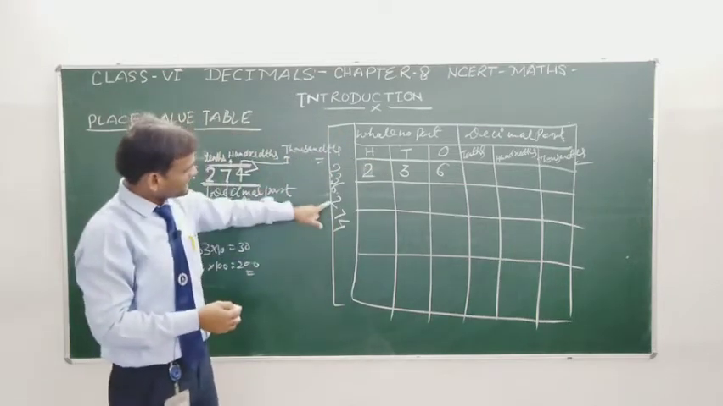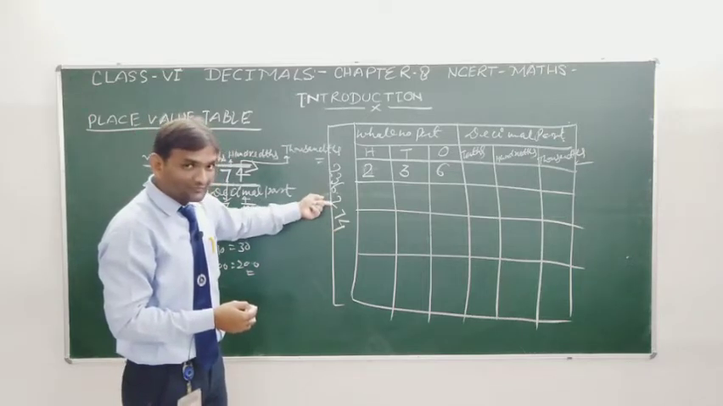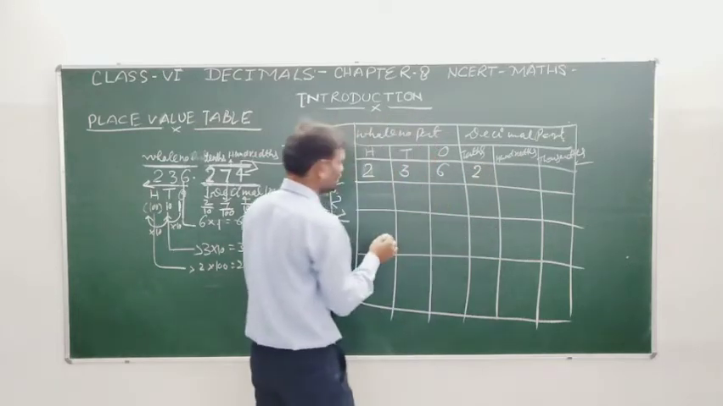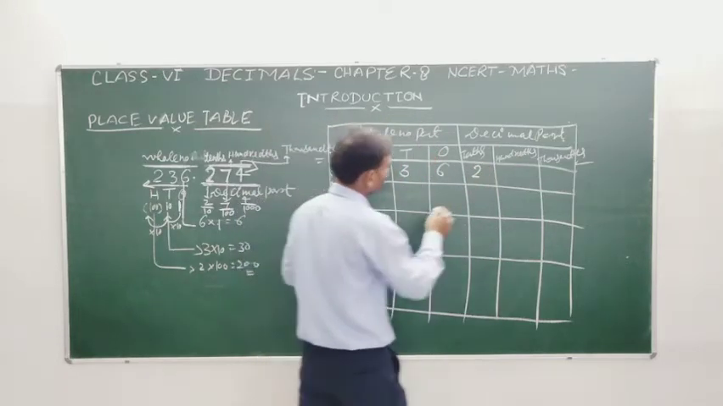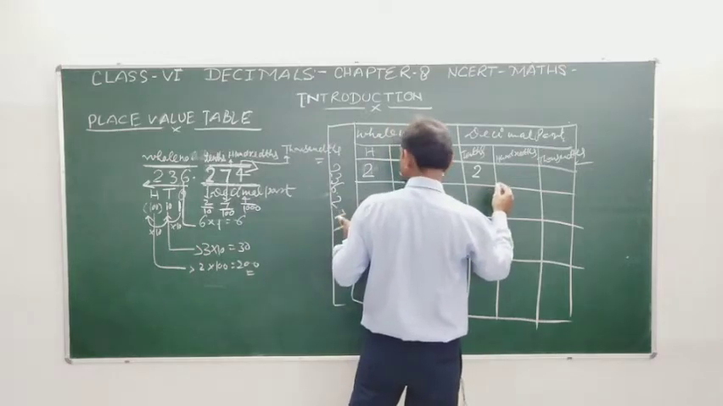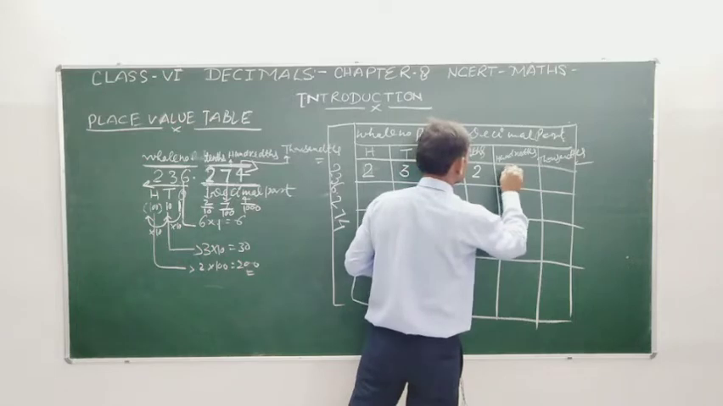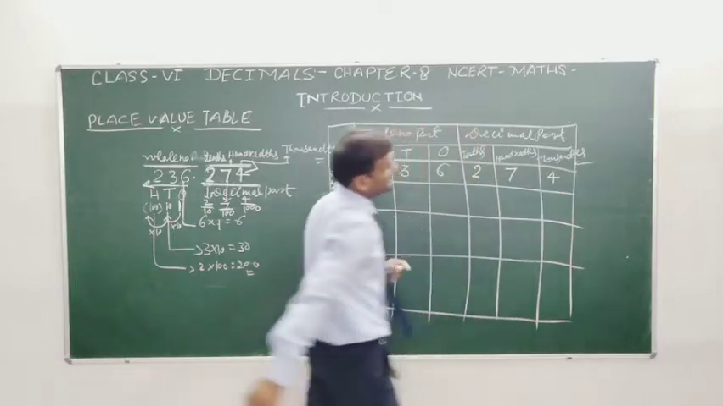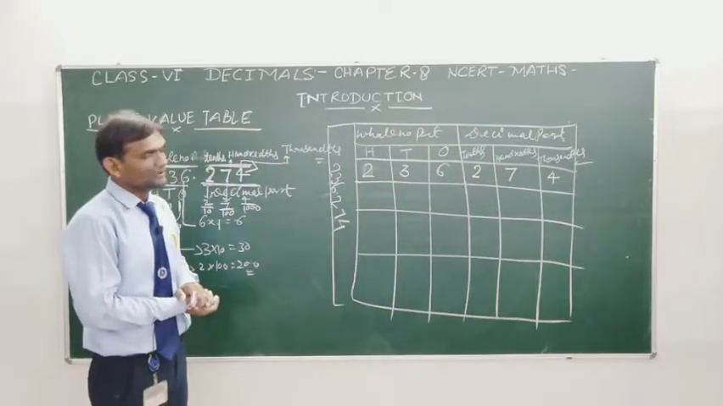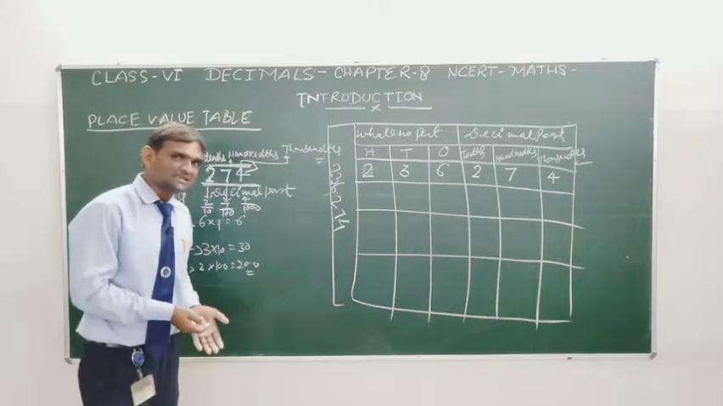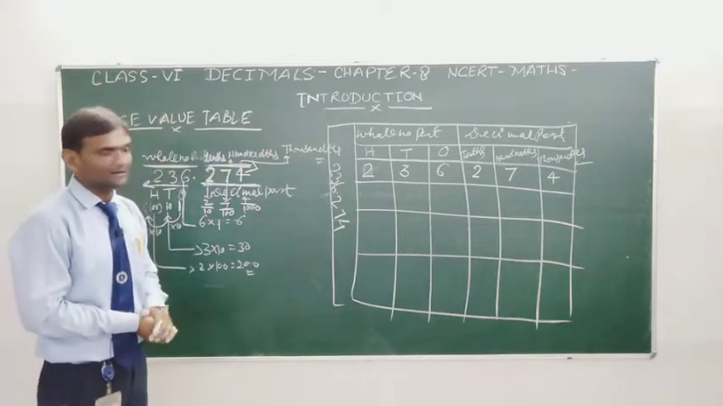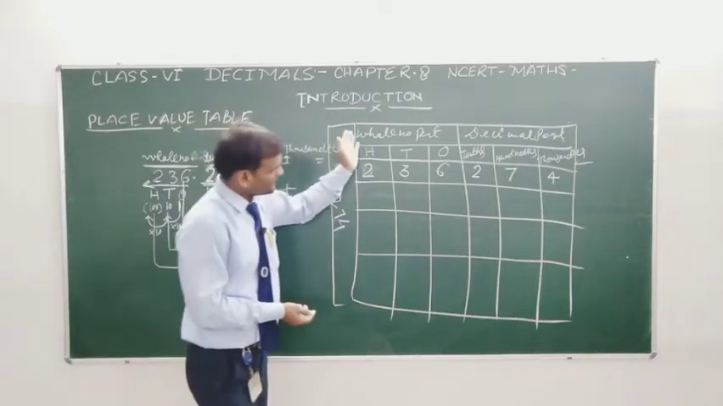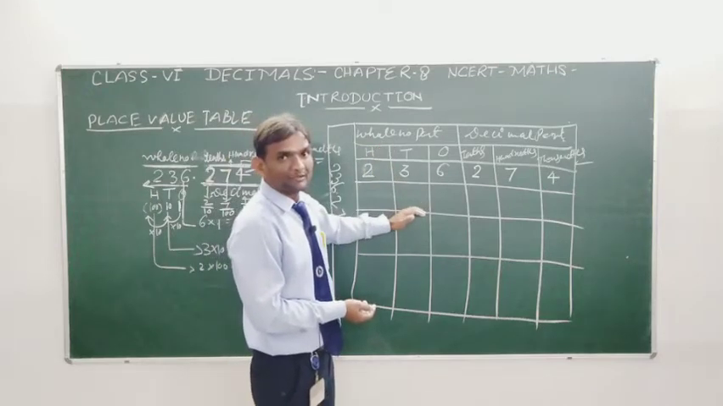Look here, in 274, 2 is in the tenths place, so we write it below the tenths, and 7 is in the hundredths place, so we write 7 below the hundredths place. And 4 belongs to the thousandths place, so we write 4 below the thousandths place. So student, in this way, if any number is given and you need to make the place value table, you can make the table and write the number easily.